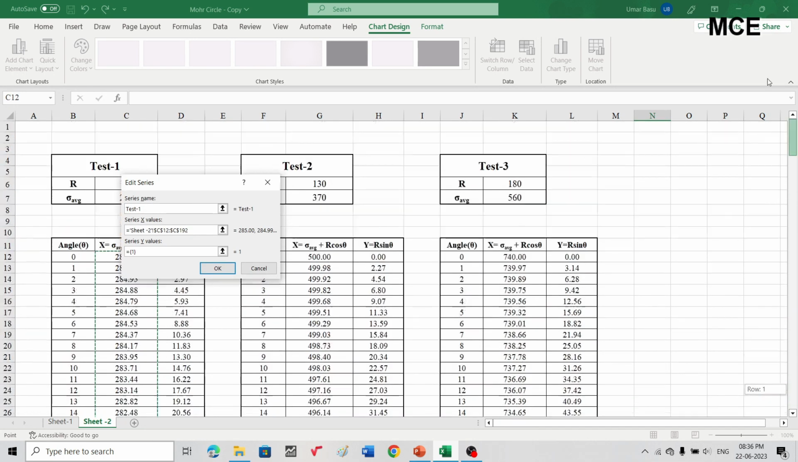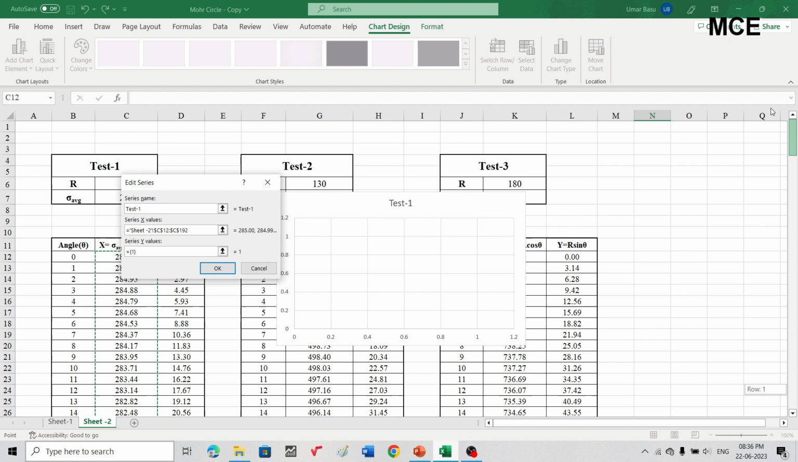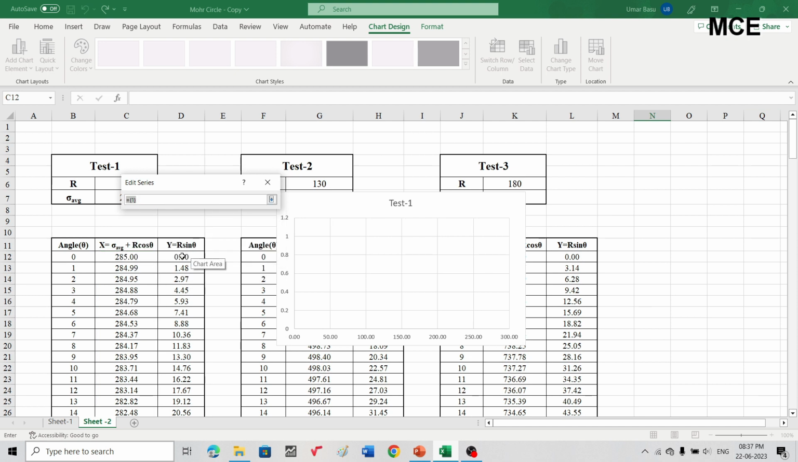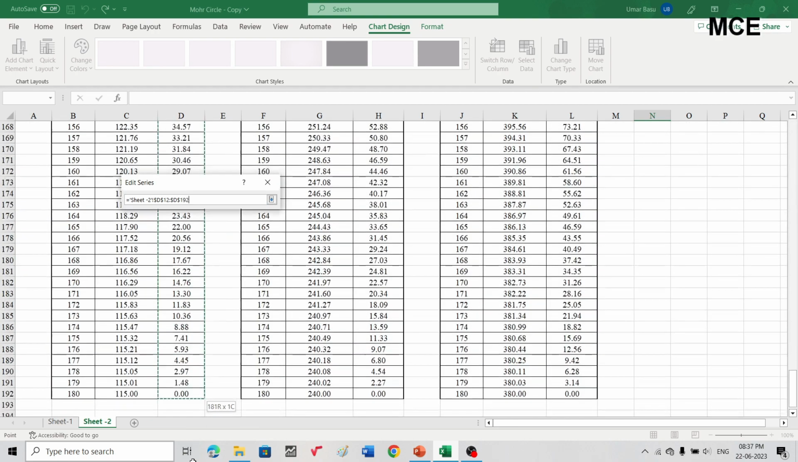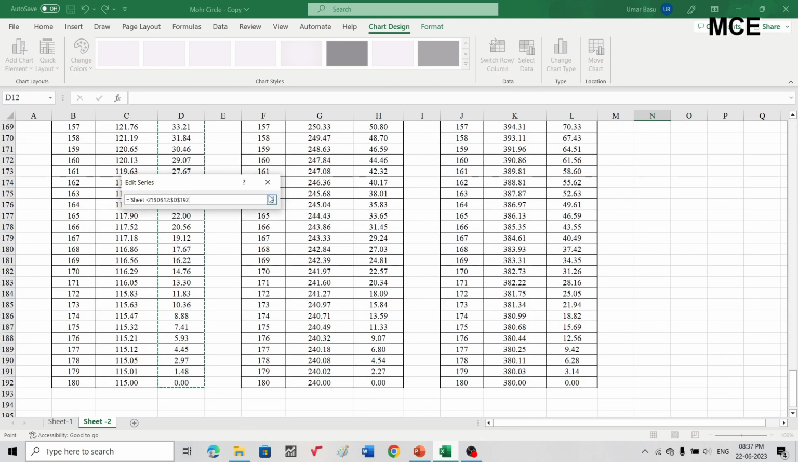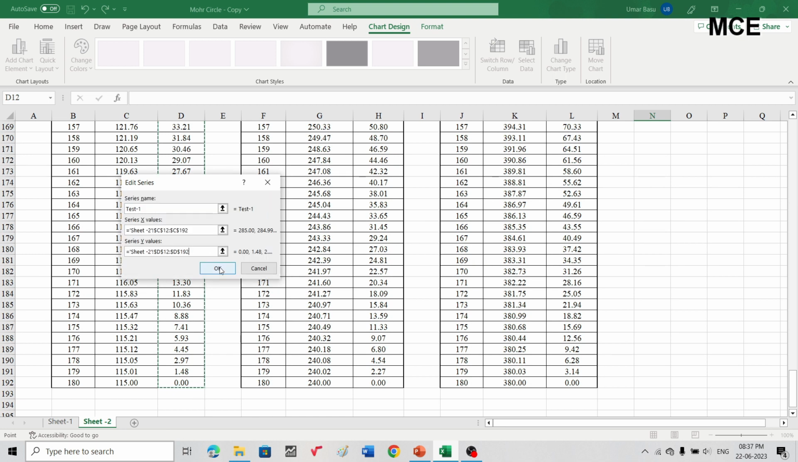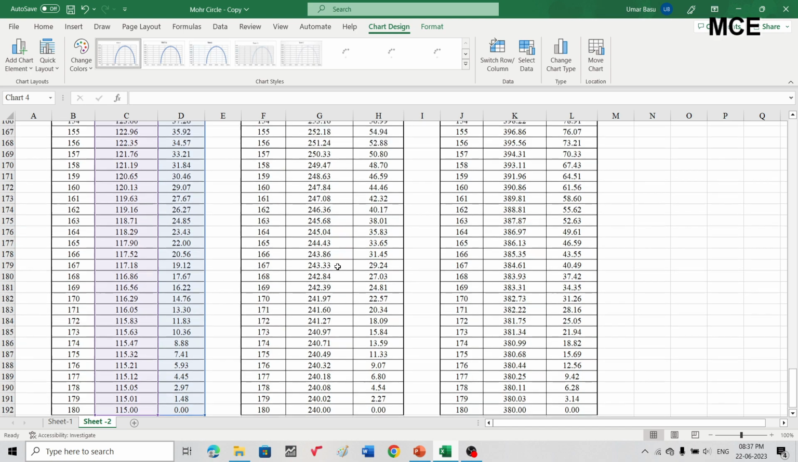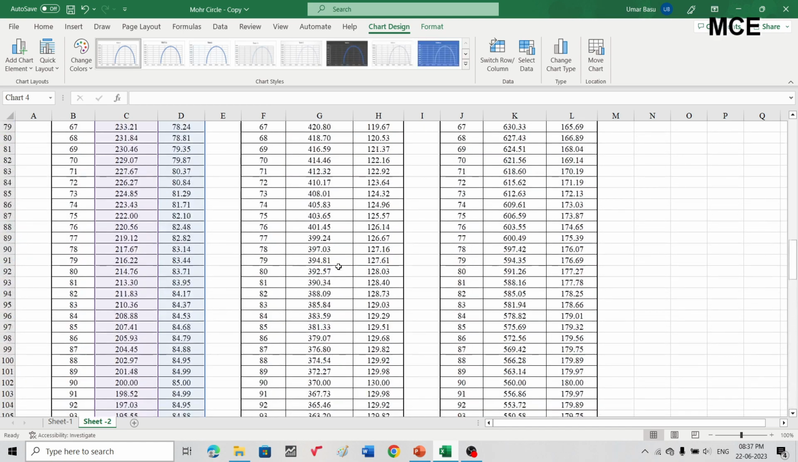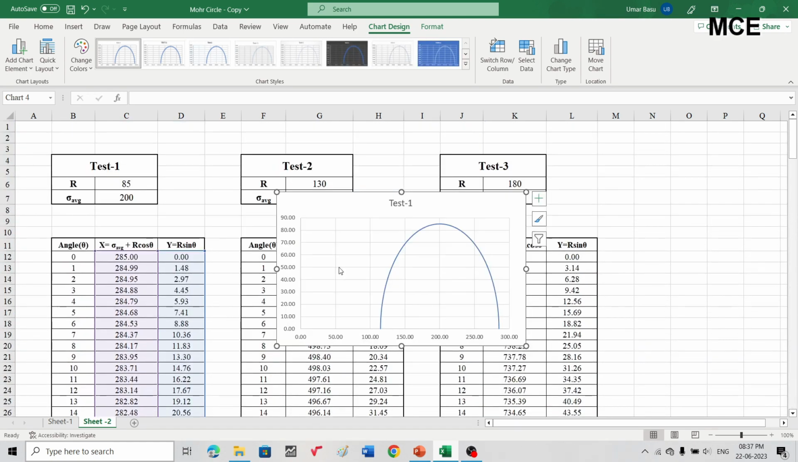After that, you will select the y values for the first test. And then click OK, and you will get the chart, that is the Mohr circle for the first test.